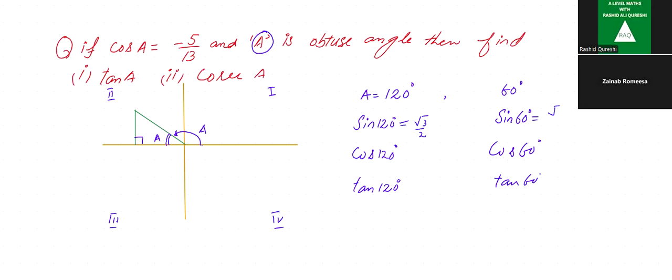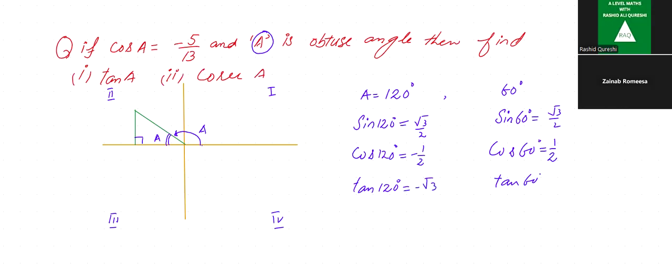I have to find the cos of 120 degrees. So that's the cos of 120 degrees. Answer is minus 1 by 2. And I have to write minus 1 by 2 over here. And that is plus 1 by 2 over here. The last one, I have to find the tan of 120 degrees. That is minus root 3.